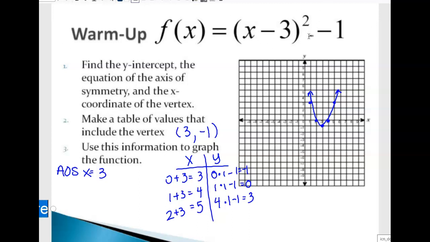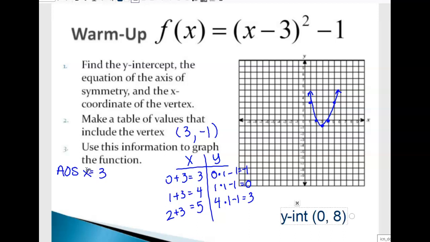This is in vertex form, so the y-intercept isn't easily seen. The y-intercept occurs when x is 0. So you could plug 0 in. 0 minus 3 is negative 3. Negative 3 squared is 9. 9 minus 1 is 8. So my y-intercept is 0, 8.